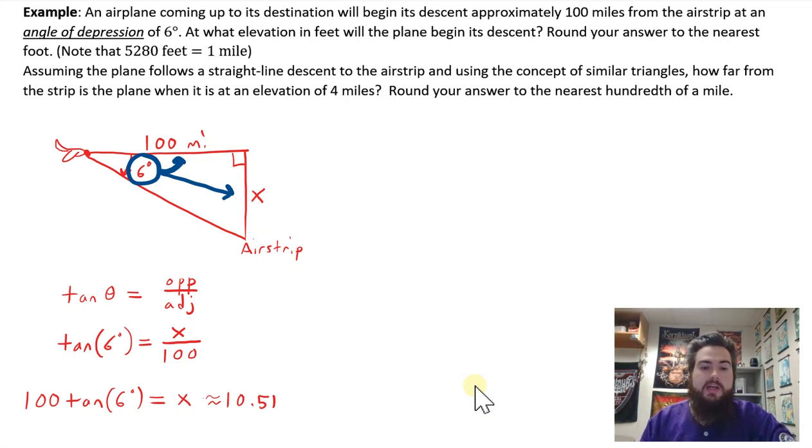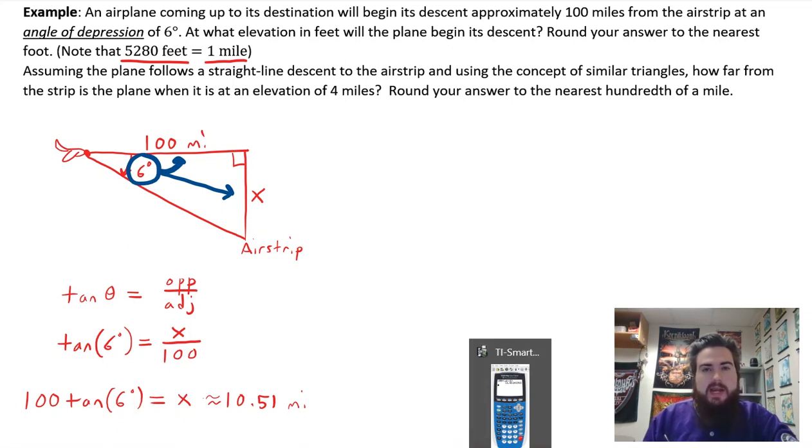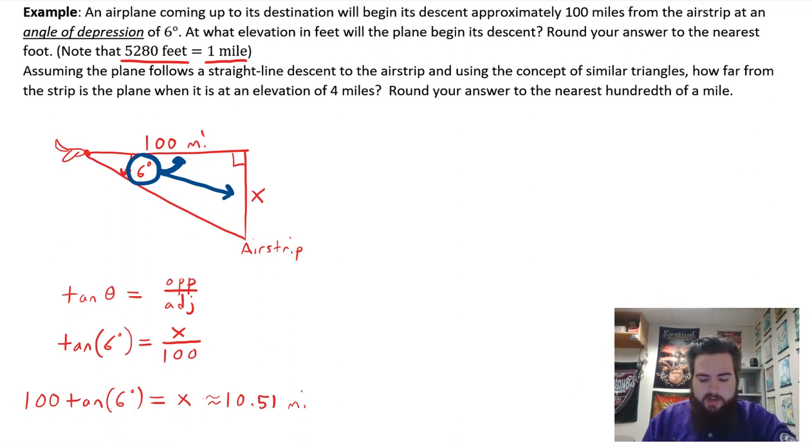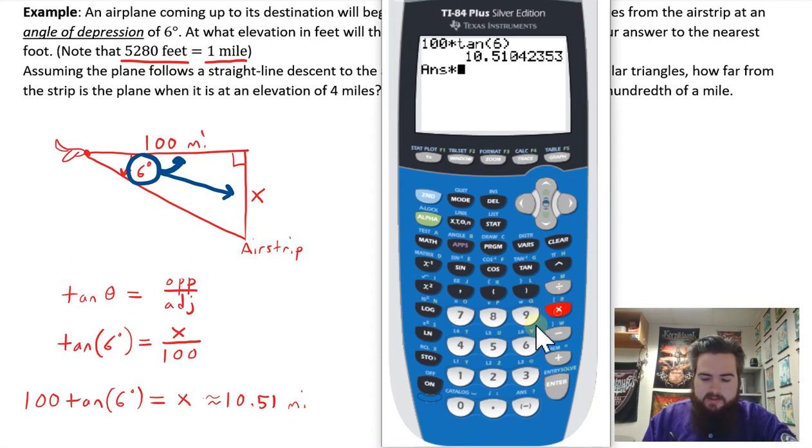Now we are almost done. I would say that we are done at that point because we have rounded. However, in this case, this is 10.51 miles, and the question does ask us to change this into feet. From the parenthetical statement above, note that 5280 feet is equal to 1 mile. Using that, I should be able to take my amount of miles, 10.51, and multiply that by 5280 to get the appropriate number of feet.